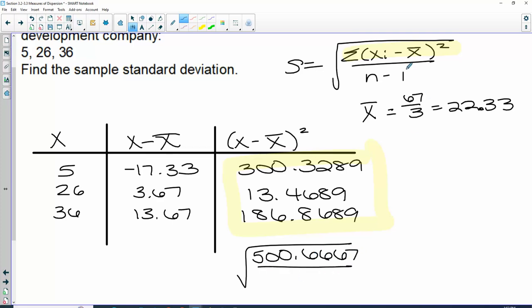Divide by n minus 1, which would be 2. We only have 3 points, so 3 minus 1. So I'm doing the square root of that whole thing. And it's more likely, if you're doing one by hand, it's probably going to be a sample, because I'm not going to give you very many points if you have to do it by hand.